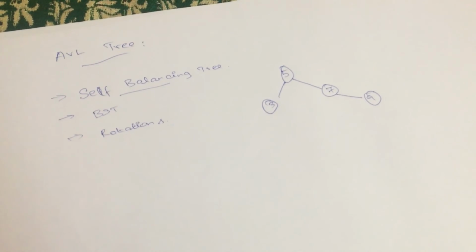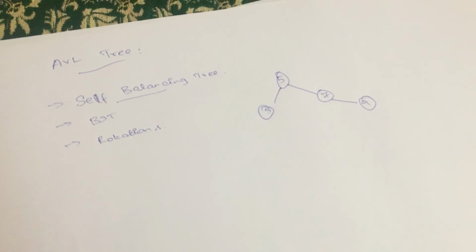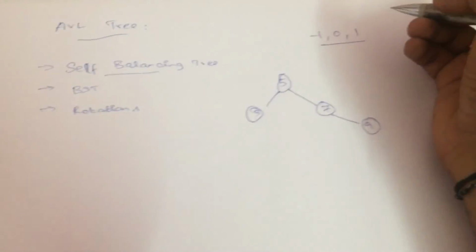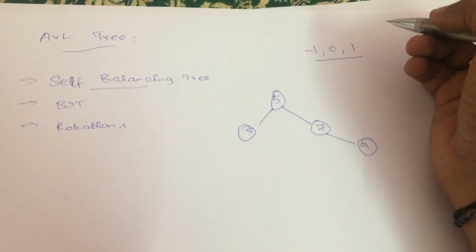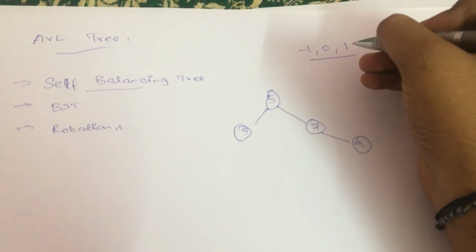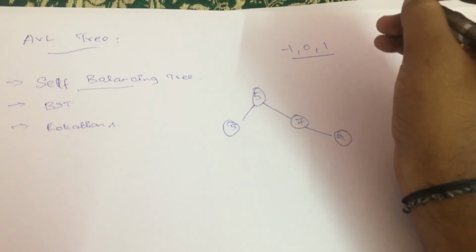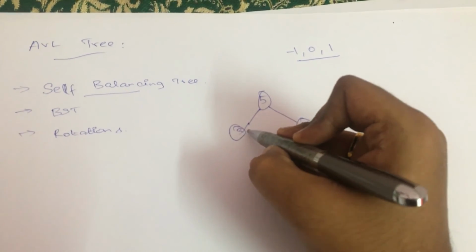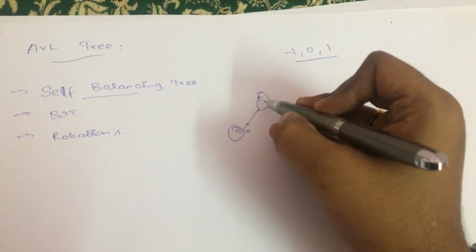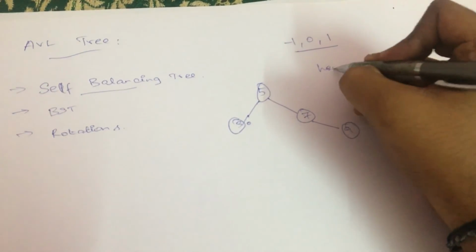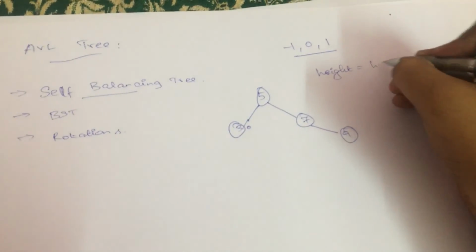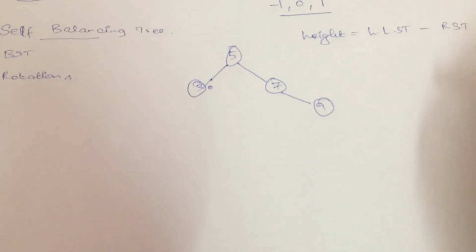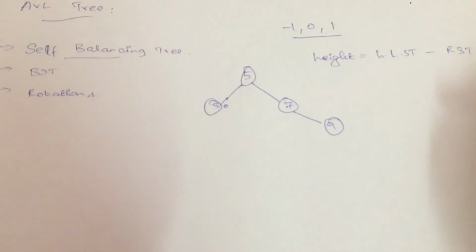So let's assume in this way. Now if I try to find the height of any particular node, it can be either -1 or 0 or 1, right? So first, if I try to find the height of number 3, here it is going to be 0, and then the height of the root node 5. Height can be calculated as height of the left subtree minus height of the right subtree.